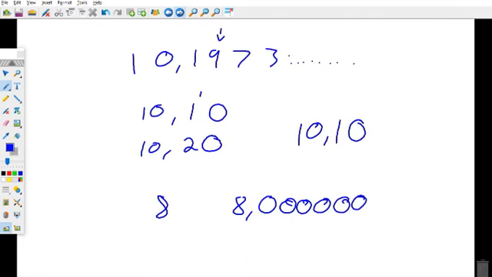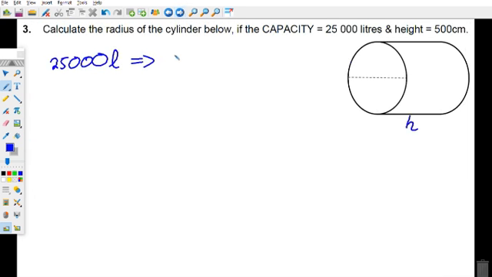Okay. So we have here 25,000. And what do we have to do to it? Multiply by 1,000. So how many zeros do we add on there? 3. There's 3 zeros in 1,000. Okay. So what's the unit here? Centimeters cubed. Yes. So they're giving you the capacity. We now have to change it to volume and then work it out.